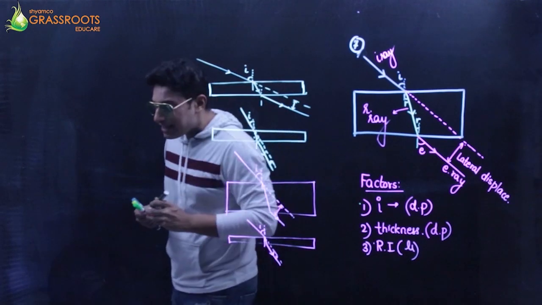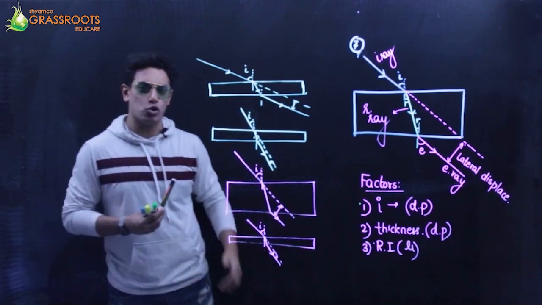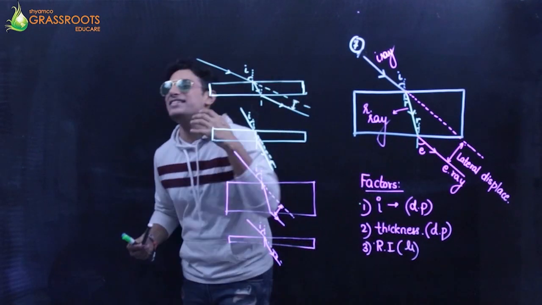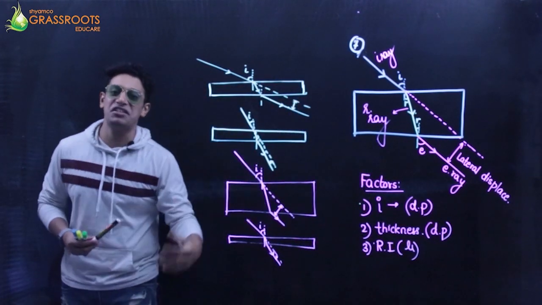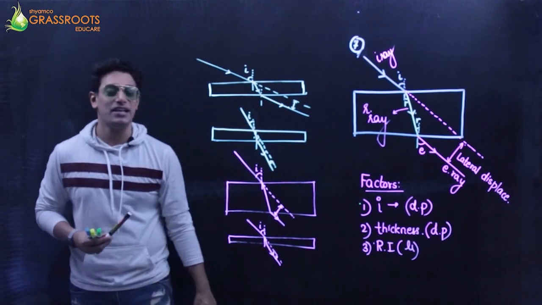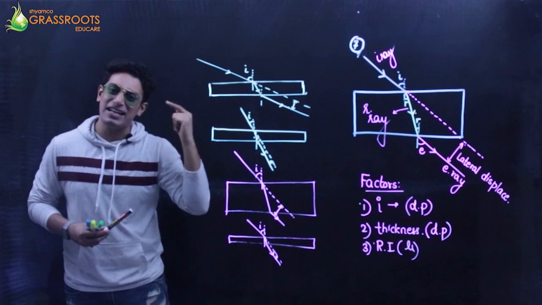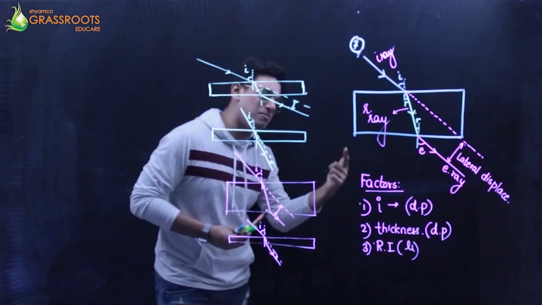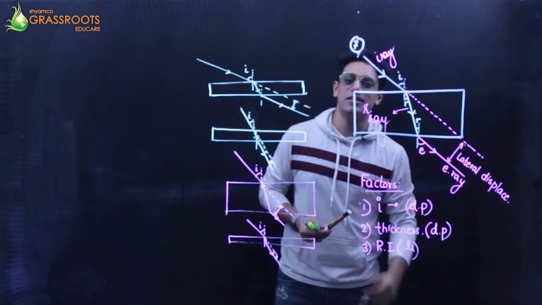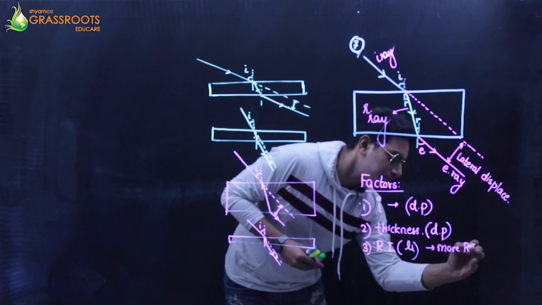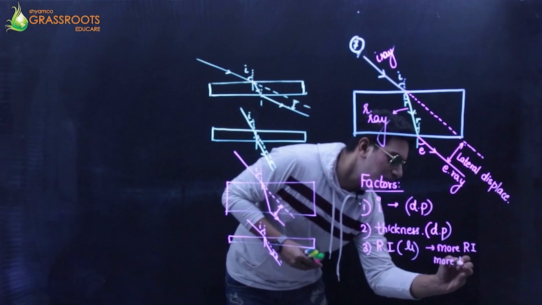And of course, it depends upon the refractive index also. If the refractive index is high, the medium is denser, it has more particles, it has more density, there is going to be a lot of hindrance, a lot of bending. And I can say if bending is more, lateral displacement is more. So I can say the more the refractive index, the more is the lateral displacement.